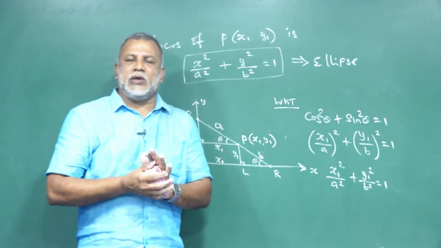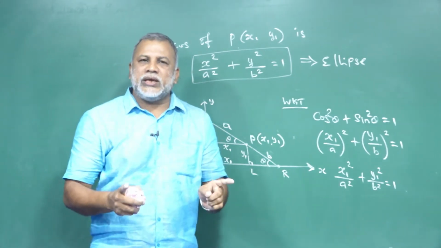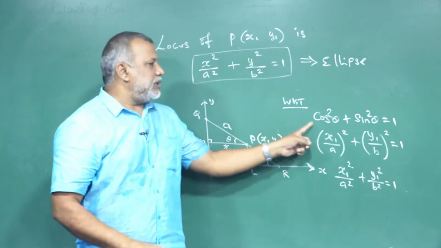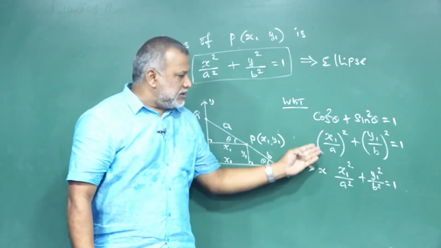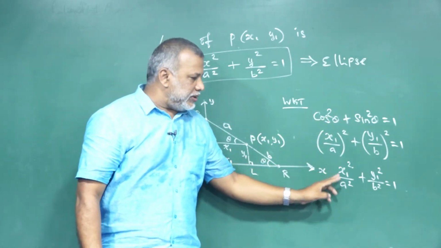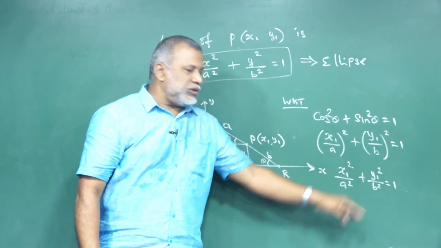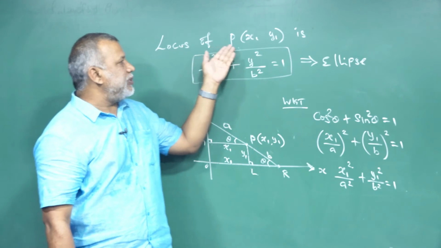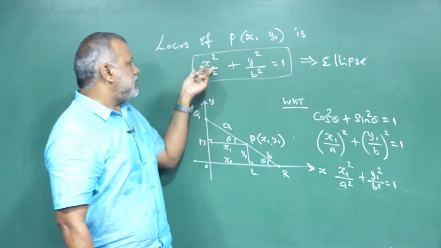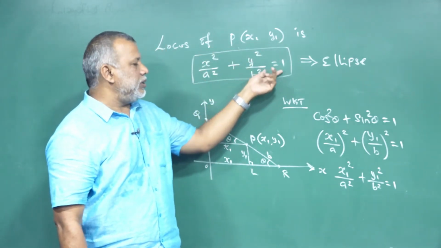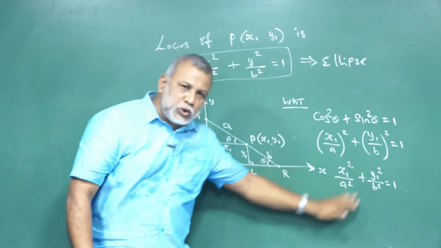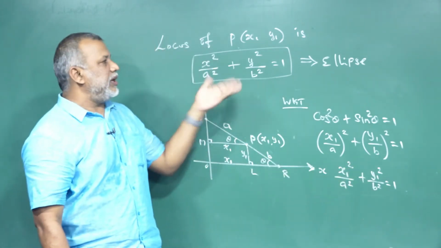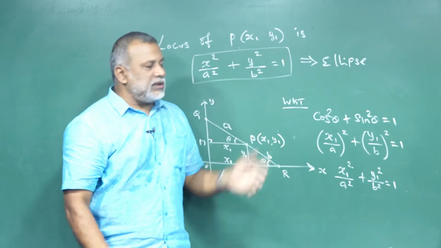After finding the value of sine and cos, then we know the identity: cos square theta plus sine square theta equal to 1. Then substitute the data. We can get x1 squared by a squared plus y1 squared by b squared equal to 1. Then the locus of P of x1 comma y1 is x squared by a squared plus y squared by b squared equal to 1. Here x1 comma y1 should be replaced by the variable x comma y. Then it is the equation of an ellipse.